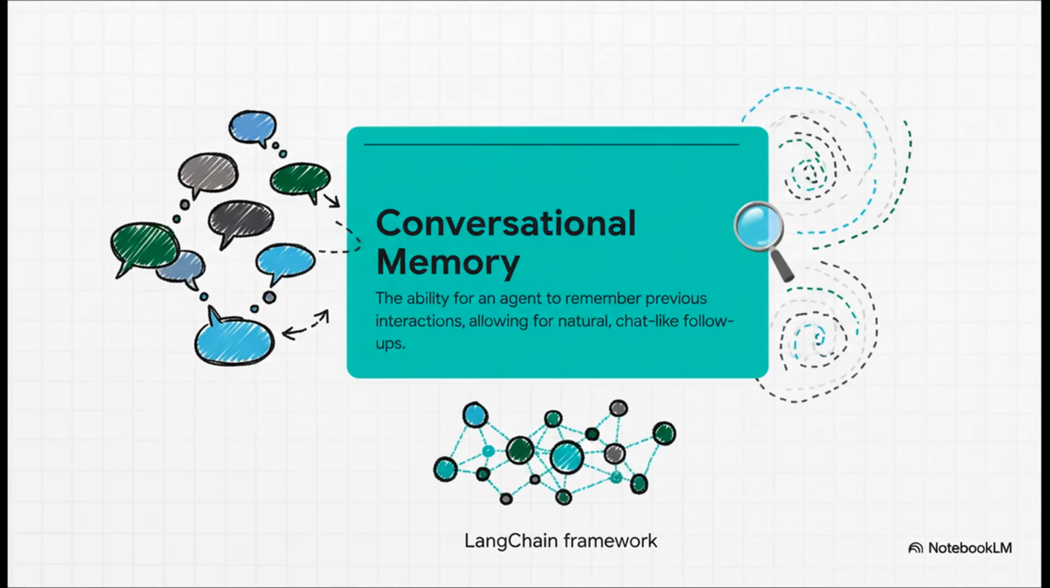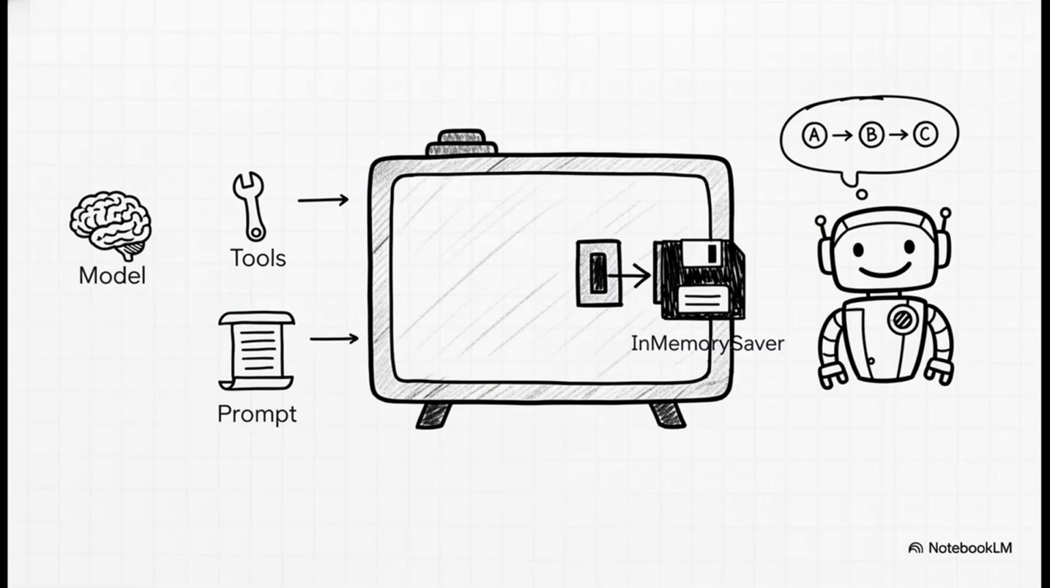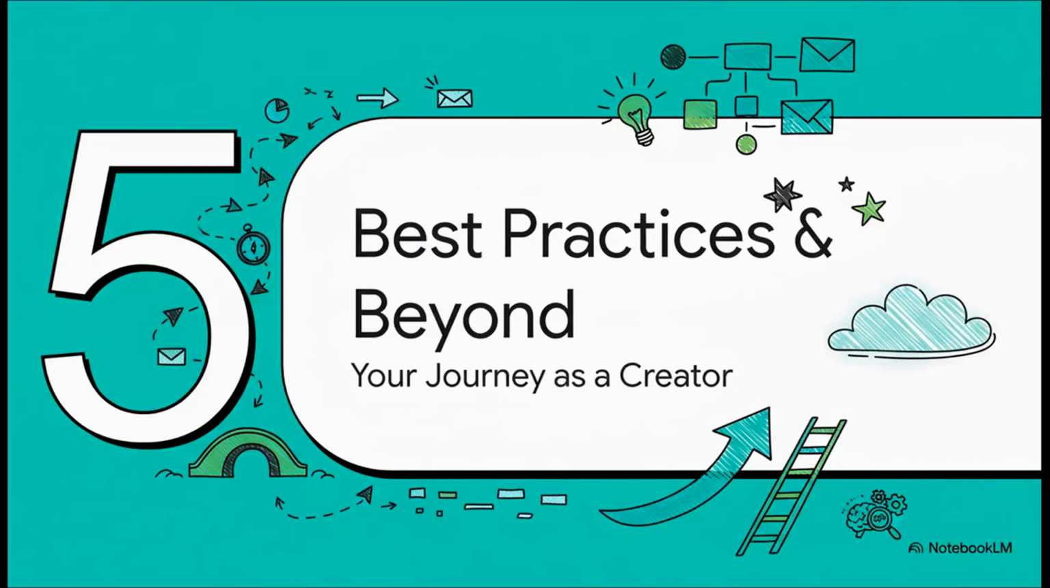With memory, the agent can actually remember what you've already talked about, which allows for natural follow-ups and a much more human-like experience. And once again, LangChain makes a really complex feature seem incredibly simple. We just import something called a checkpointer. In this case, it's an in-memory saver, and we add it to our agent's configuration. And just like that, our agent now has memory. It's now stateful.